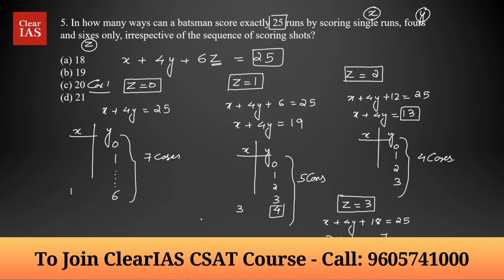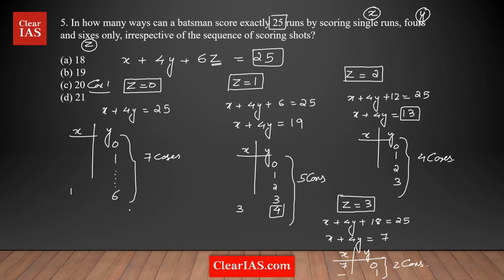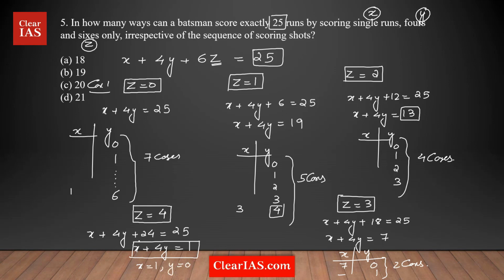What about the next case? So case number 5, where Z is equal to 4. That's a maximum possible value for Z. Z can be 4. That's a maximum possible case, right? So when Z is equal to 4, I'm just forming the equation, that is X plus 4Y plus 24 is equal to 25. That means X plus 4Y is equal to 1. Only one possible scenario is here. That means X is equal to 1 and Y is equal to 0. That's only possible because total runs he scored from singles and fours is just 1. That means Y has to be 0. So there is only one case here.